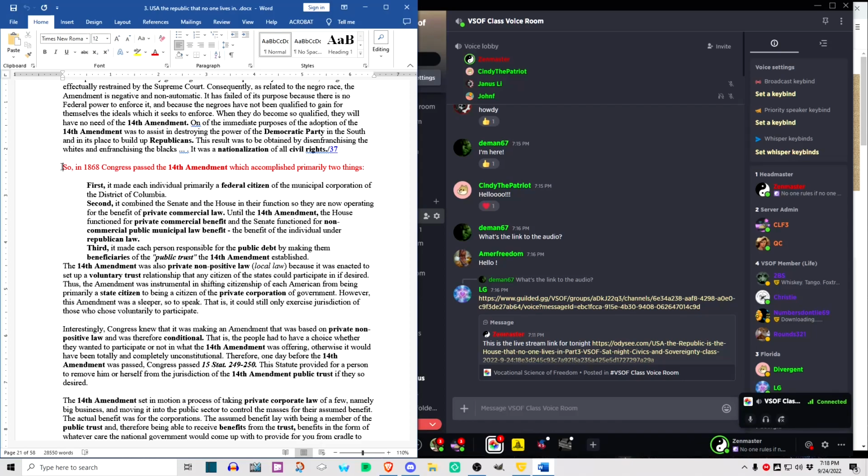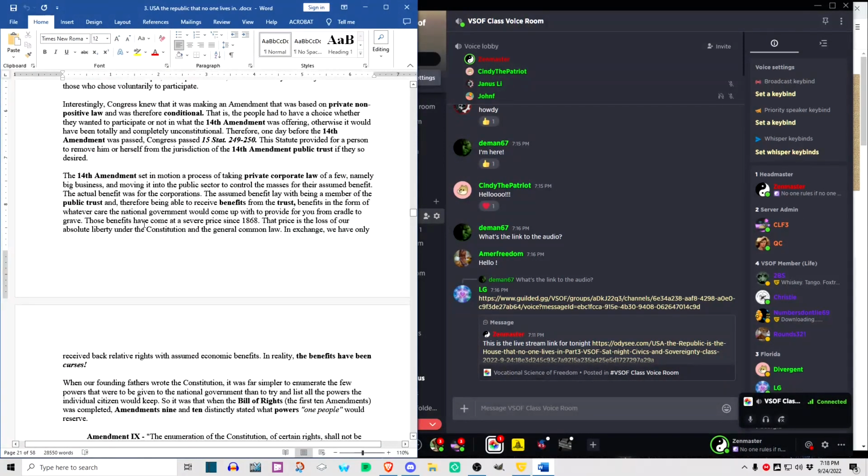Interestingly, Congress knew that it was making an amendment that was based on private non-positive law and was therefore conditional. That is, the people had to have a choice whether they wanted to participate or not in what the 14th Amendment was offering. Otherwise, it would have been totally and completely unconstitutional. Therefore, one day before the 14th Amendment was passed, Congress passed 15 Statute 249-250. This statute provided for a person to remove him or herself from the jurisdiction of the 14th Amendment trust if they so desired.